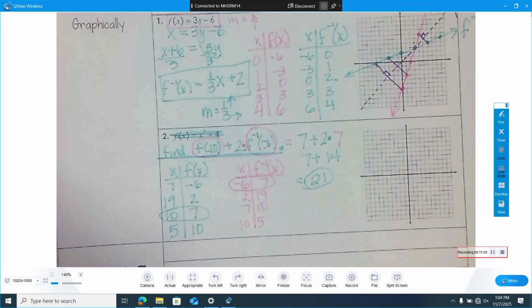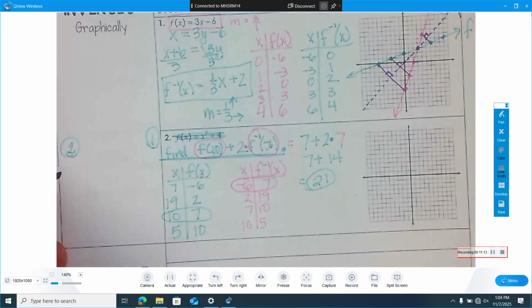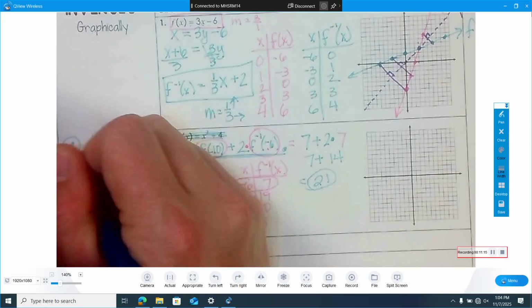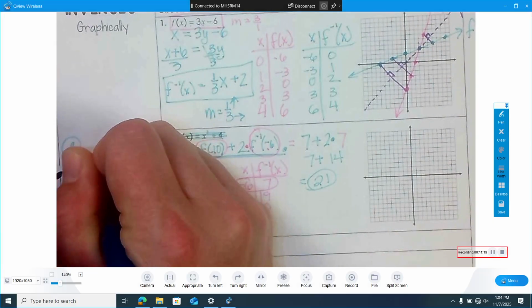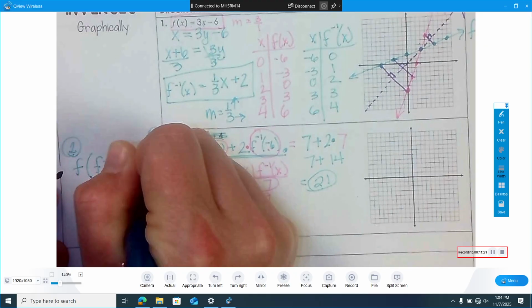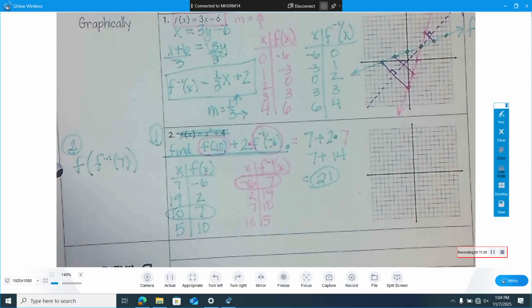Now I have another one for you. That was number 1. Here's number 2. Number 2 says, find f of f inverse of 7. f of f inverse of 7. This is a composition of functions. It's a function within a function. A turducken, if you will.